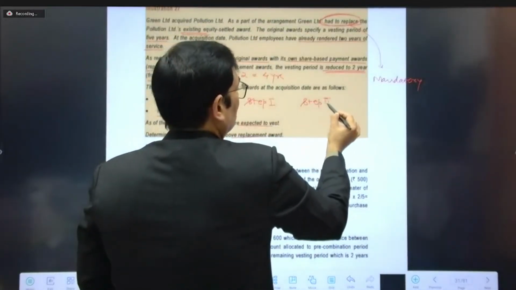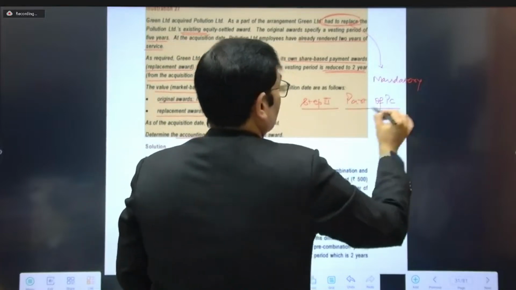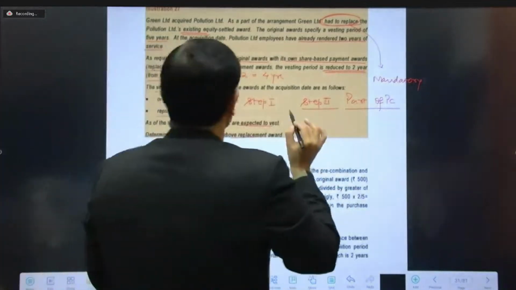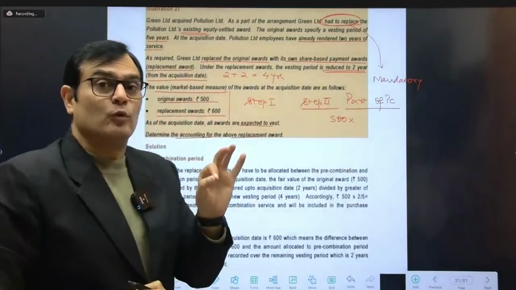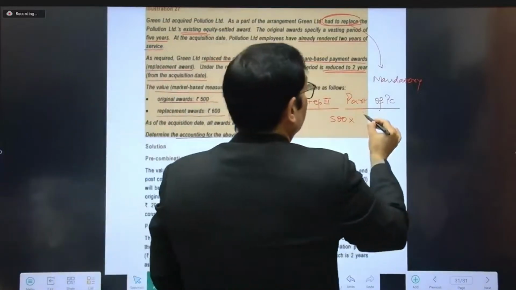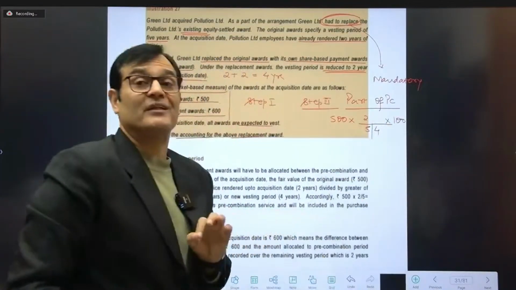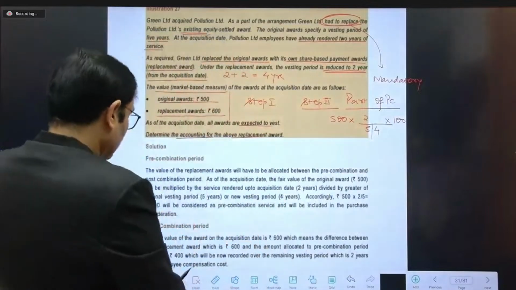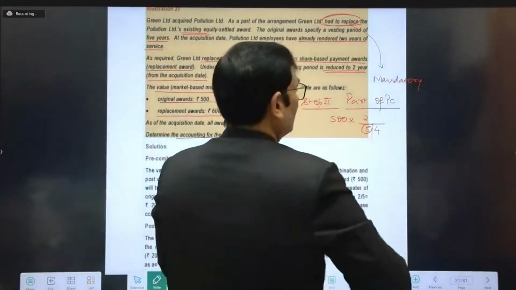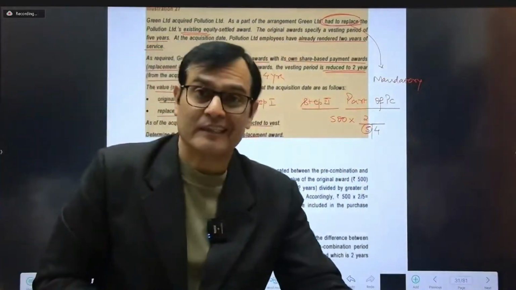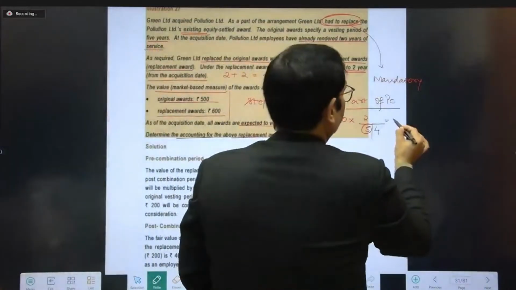When I'm going to consider step number 2, what is a part of the purchase consideration? We decide what is a part of the purchase consideration. So what do we do? We take the fair value of the original award, 500. This is the fair value on the date of acquisition into the vesting period completed divided by the original or total vesting period, whichever is greater. I don't need a percentage. That'll automatically give me a percentage. So we're going to consider 2 divided by 5 or 4, whichever is greater. So let's consider 2 by 5. 500 into 2 by 5 comes to 200.